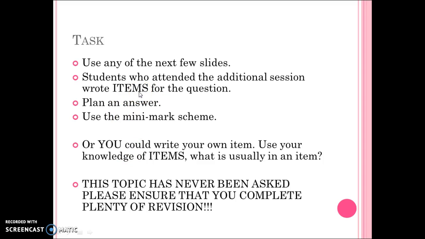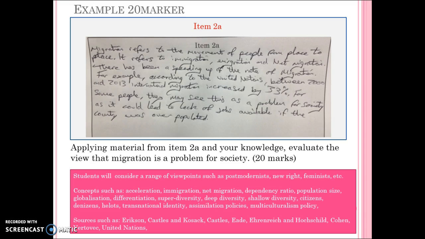I did this in a revision session and I basically got students to come up with an item. Once you start doing lots of practice questions, you start to notice that the item is there to give you clues, and it'll give you some sort of debate within the item. So you can actually write your own items and start to use them in your answers. But plan an answer, and use the mini mark scheme that I've put together just to practice these questions.